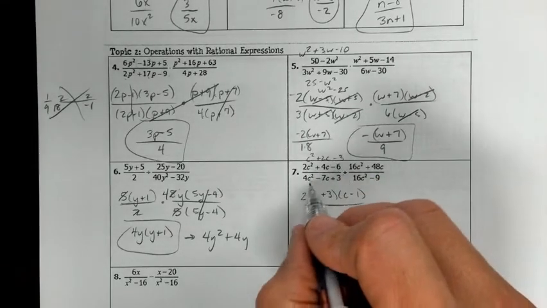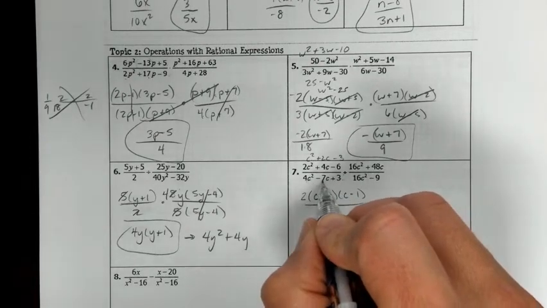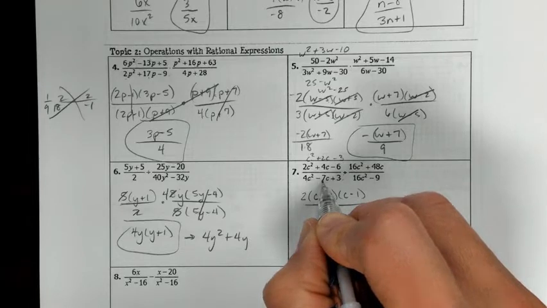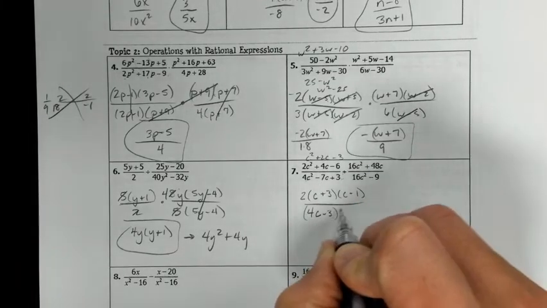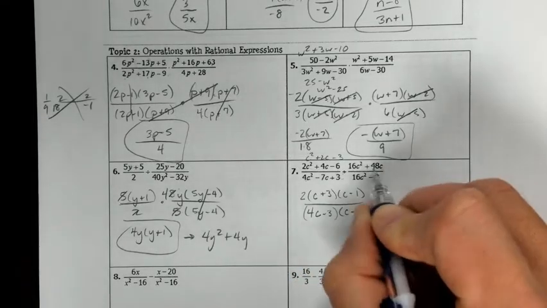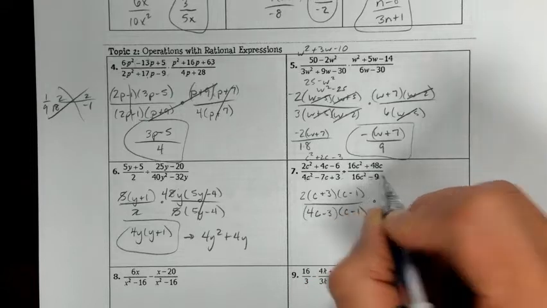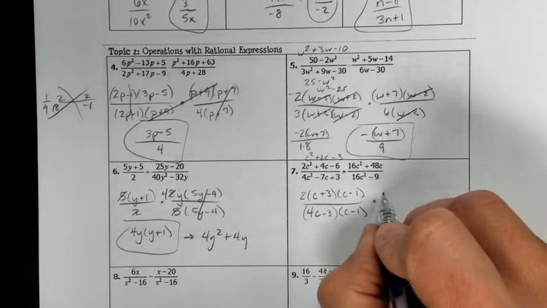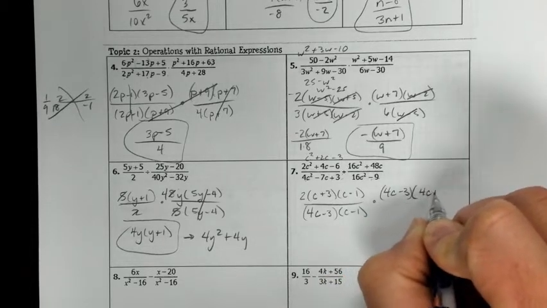And then here we can factor out 4. So factors of 12 that combine to give me negative 7. So that's going to be 4c minus 3 and c minus 1. Now I'm going to flip this puppy. So that's going to become 16c squared minus 9. That's a difference of two squares. So it's going to be 4c minus 3 and 4c plus 3.